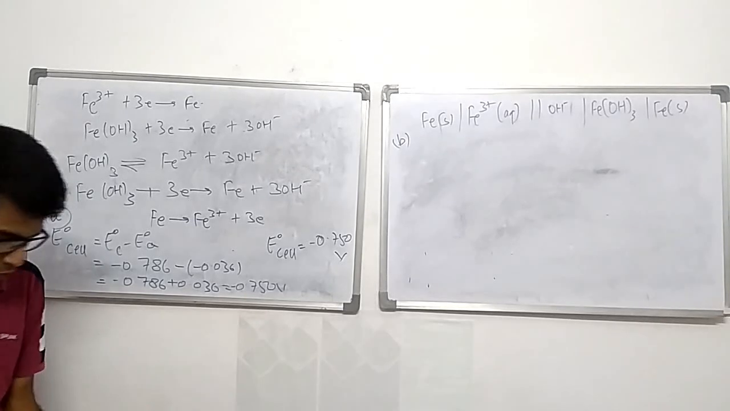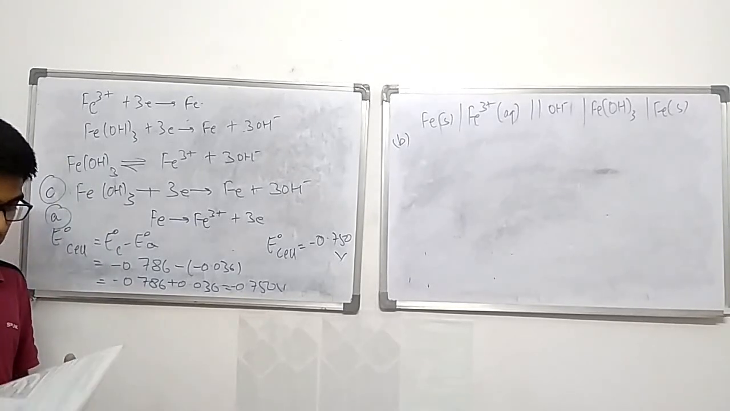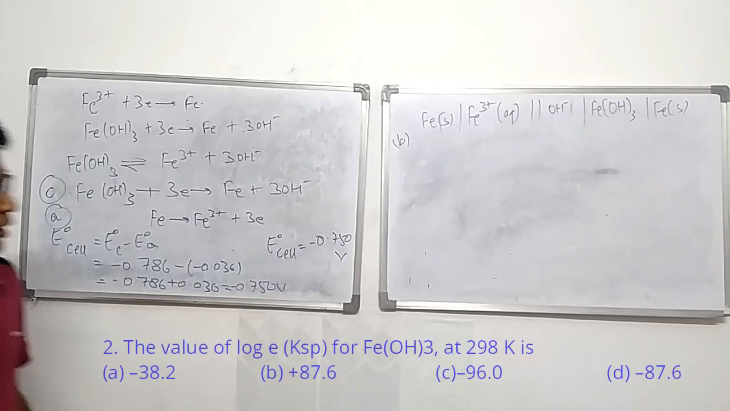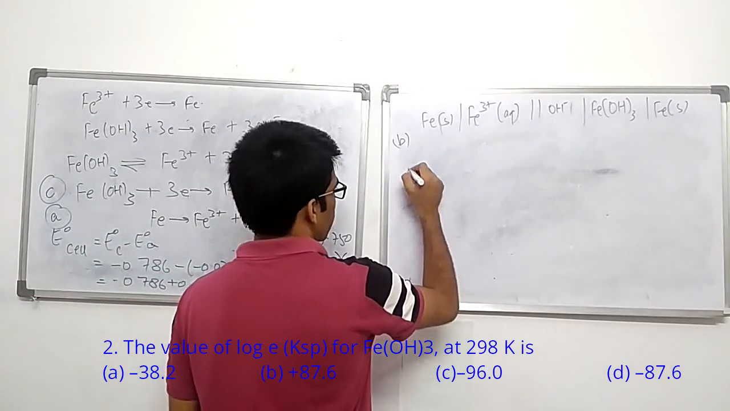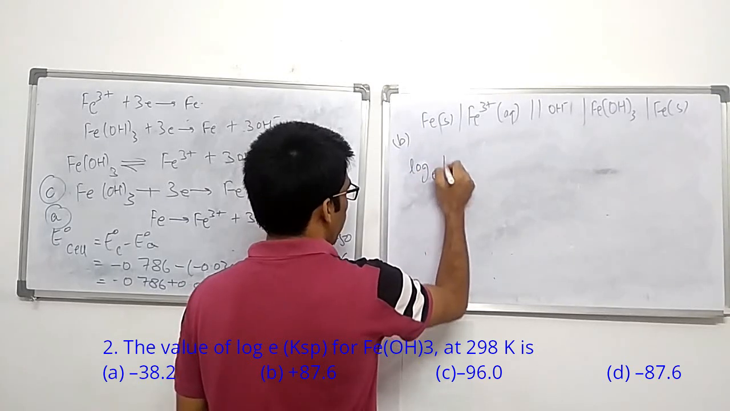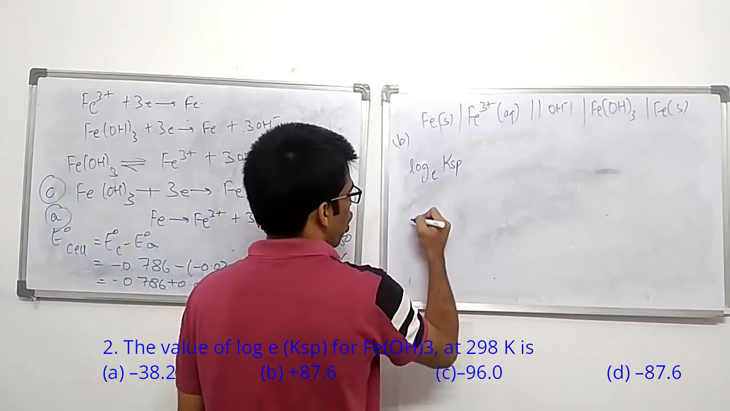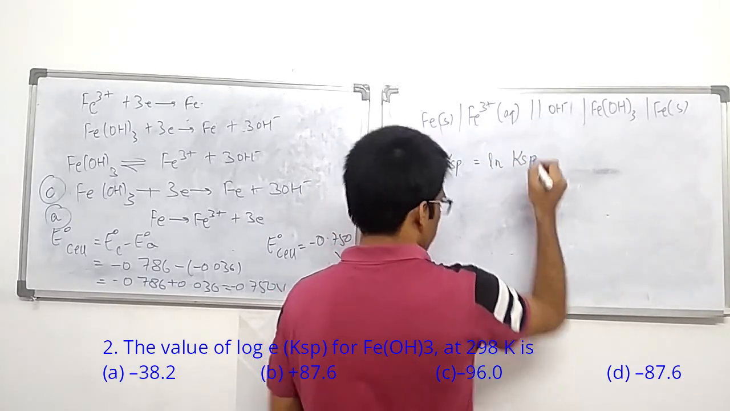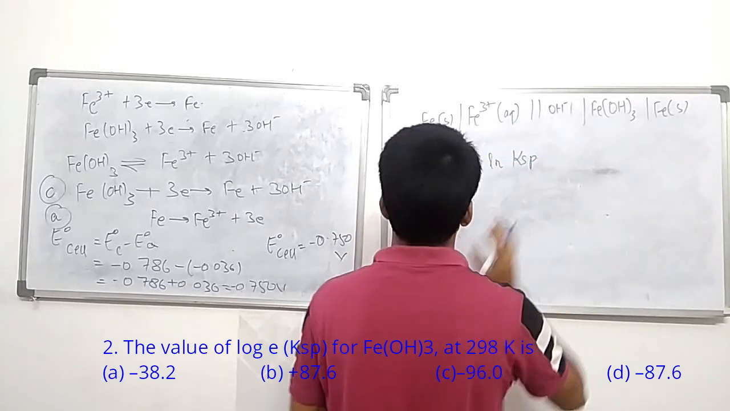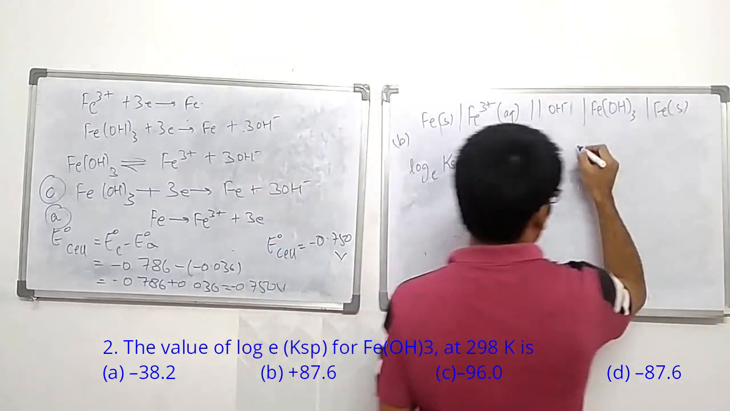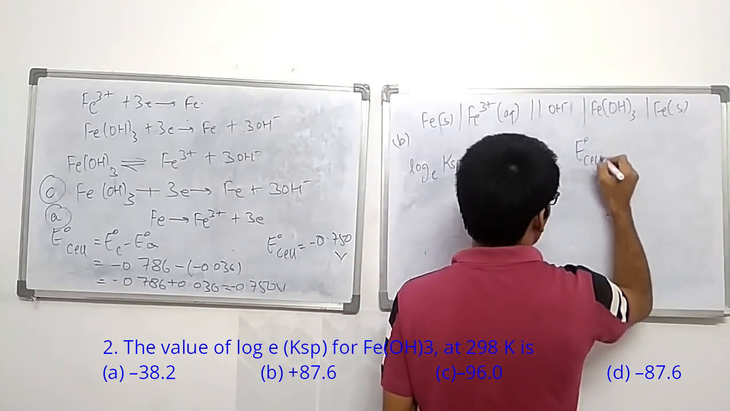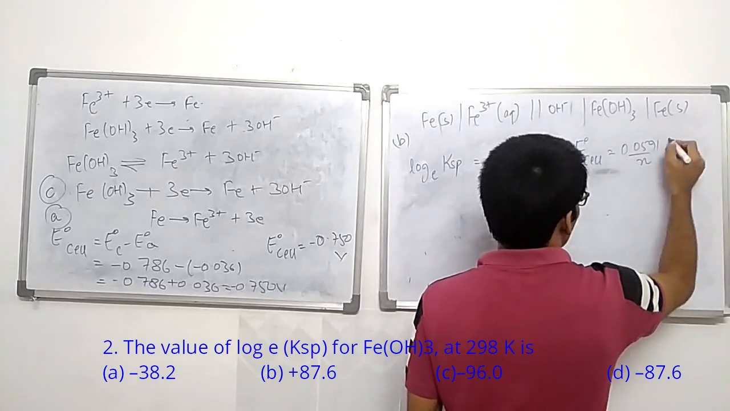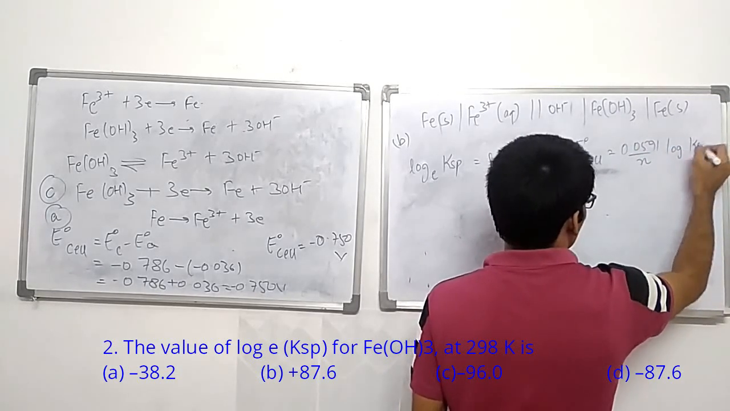So this has another question. The same question has another part which says the value of log base e KSP. That means they are asking log base e KSP. Now log base e means ln. So I need to find ln KSP for Fe(OH)3. I will simply use the formula: E naught cell is equal to 0.0591 by n log KSP.